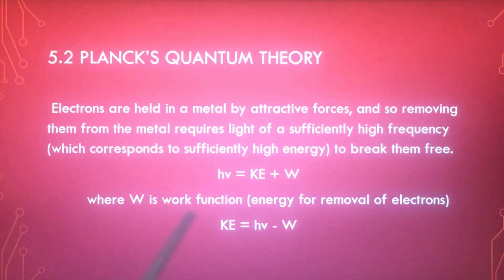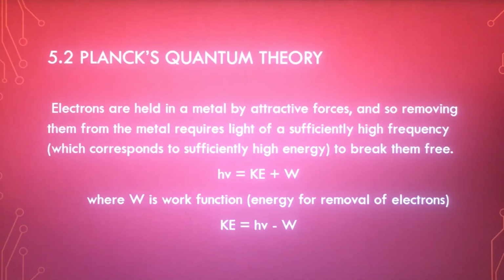Okay, so this h nu here is the energy of the incoming radiation. This must be equal to the sum of the work function, which is the energy for removal of electrons, plus the kinetic energy of the electrons. So if we try to find how fast the electron ejected is, we first find the kinetic energy. Kinetic energy is solved by subtracting the work function from the energy of the incoming radiation.